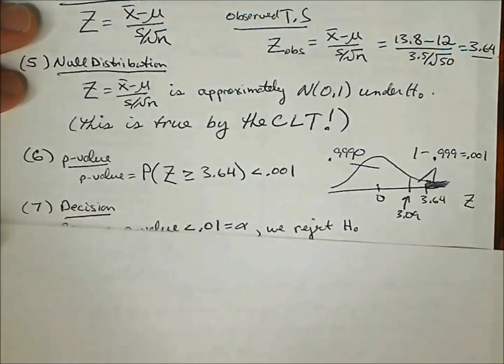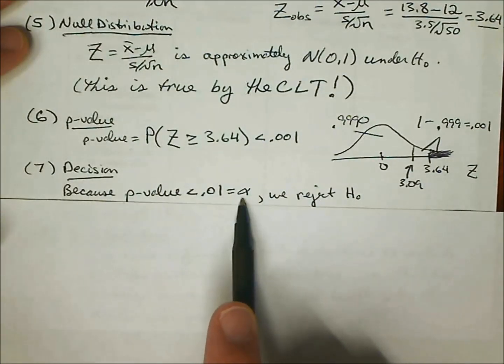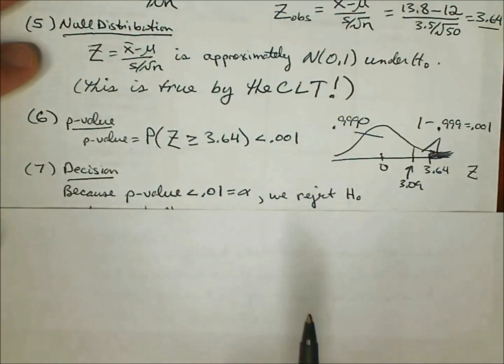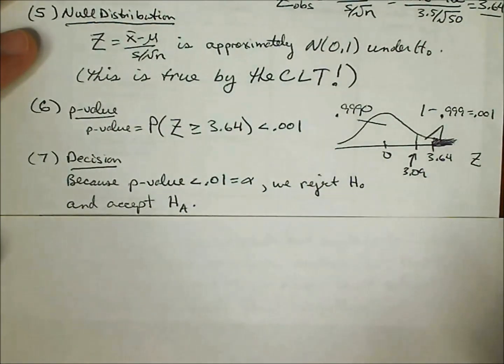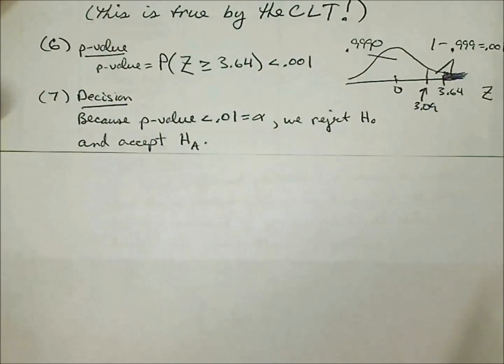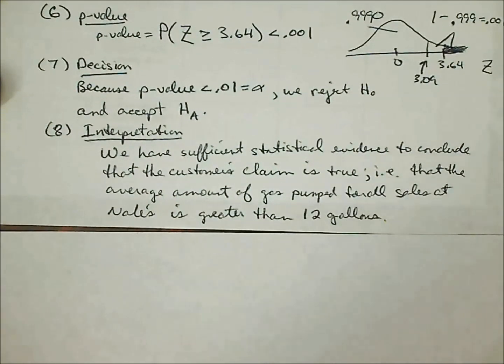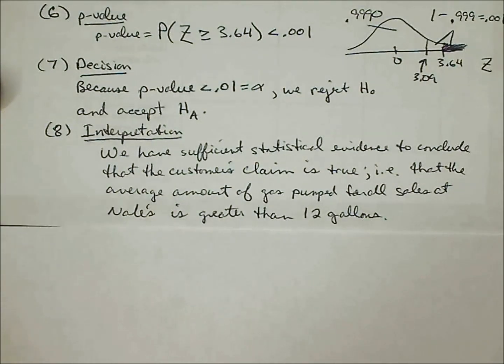All right. So with that kind of p-value, it's a small p-value. It's less than the alpha we chose at 0.01. Because of that, we reject H naught and accept the alternative hypothesis. That's our decision, kind of a mechanical thing. What does this mean in the context of the problem? That we have sufficient statistical evidence to conclude that the customer's claim is true. In other words, that the average amount of gas pumped for all sales at Nails is greater than 12 gallons.